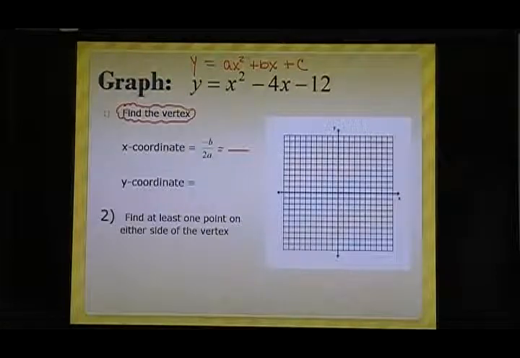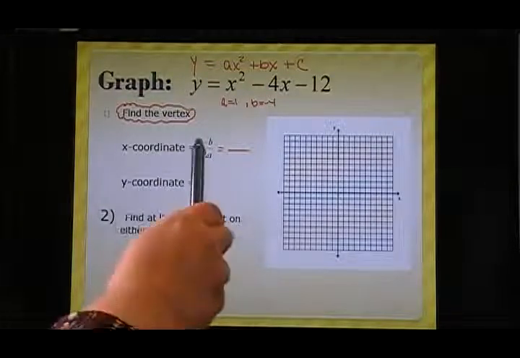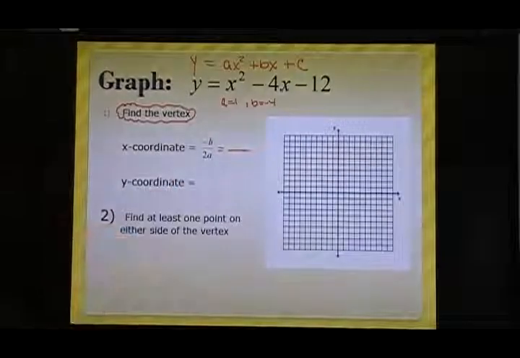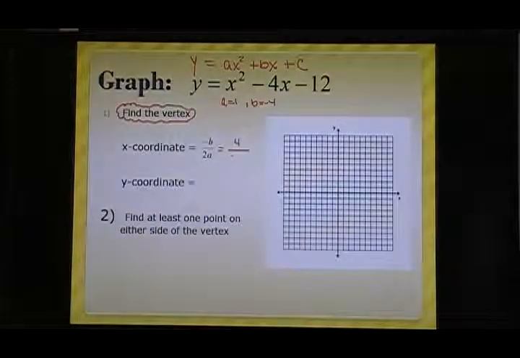So a is the coefficient of the x squared, so a is 1. b is the coefficient of the x, so we have b is negative 4. So the opposite of b, that would be positive 4 over 2 times 1. So we've got 4 divided by 2, which is 2. So the x-coordinate of my vertex is at 2.